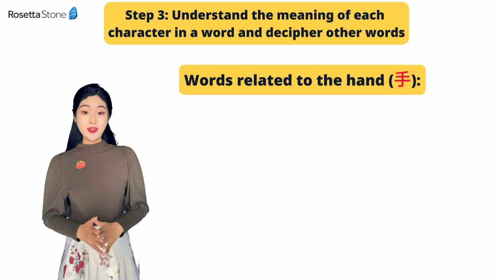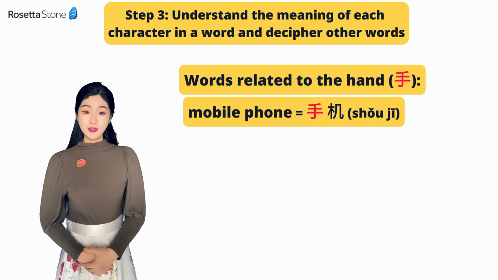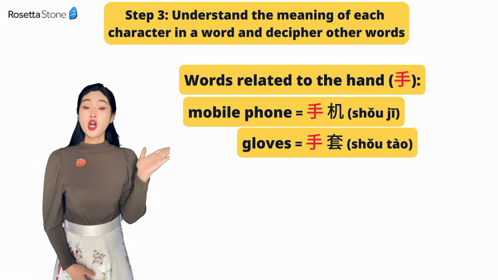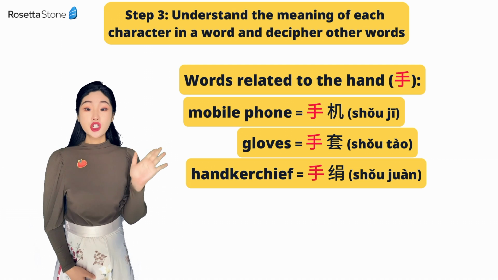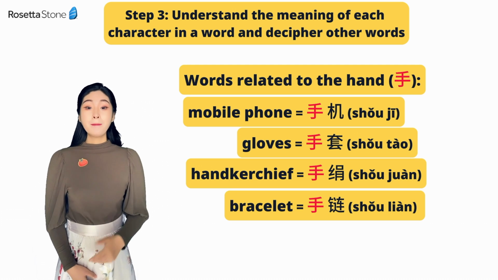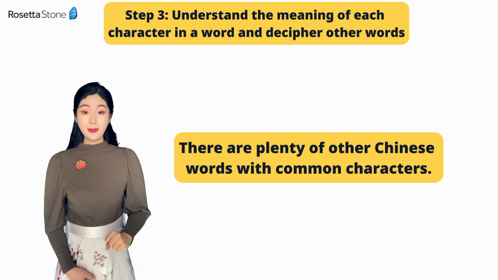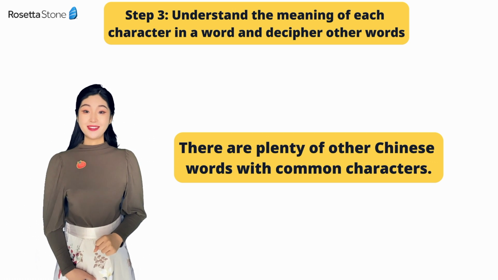Words related to the hand, 手: mobile phone, 手机, gloves, 手套, handkerchief, 手绢, bracelet, 手链. There are plenty of other Chinese words with common characters.